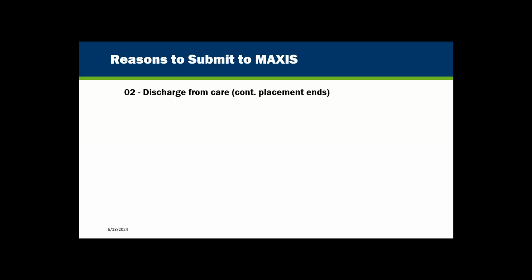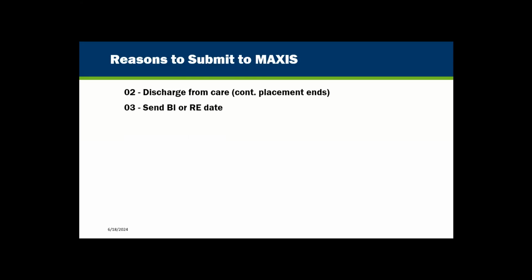So once that placement end date, continuous placement end date is entered, it's simply to go in and create a new submission and submit it to MAXIS. And they will immediately be notified that that foster care placement has ended. That notice will go directly to the foster care workers' daily worker messages. So the DAIL is what they call it.